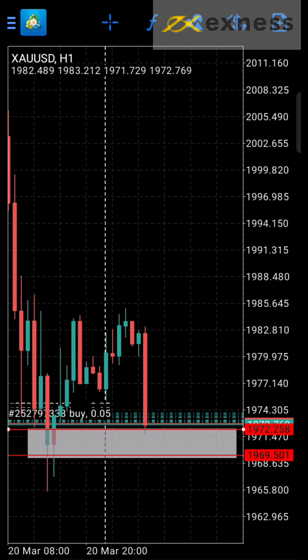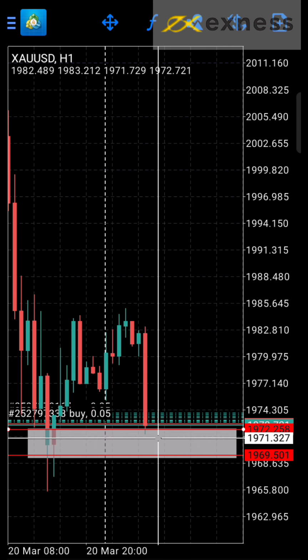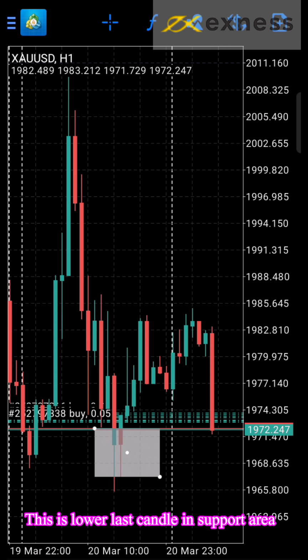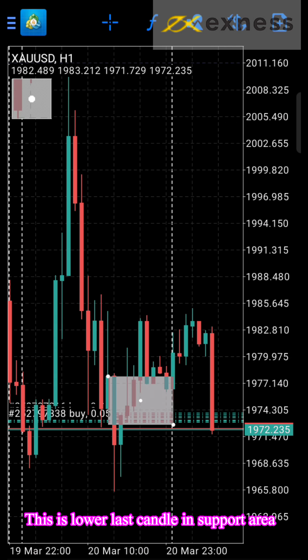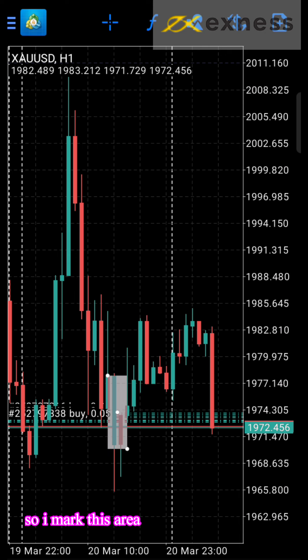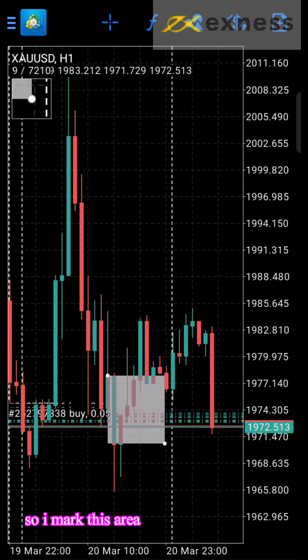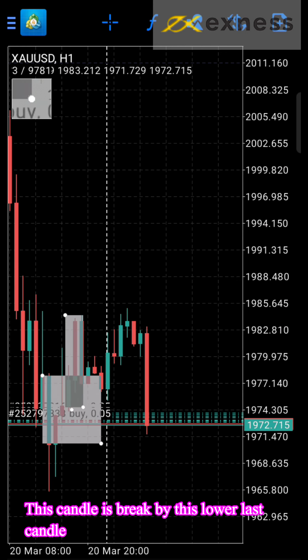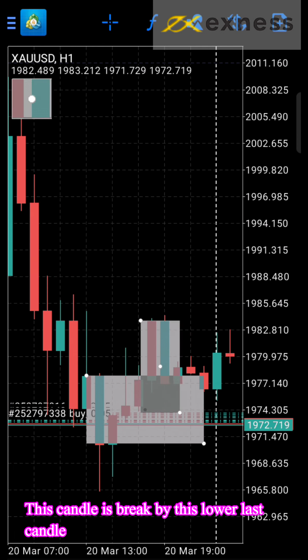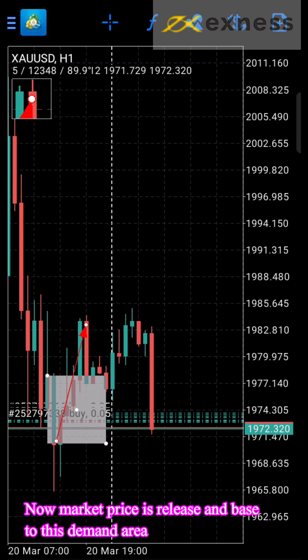Now the current price is at this supply and demand area, so I'm at this area. This is the lower candle in the support area, so I met this area. And then you see the candle is broken by a lower candle. Now the market price is released and pushed to the demand area.